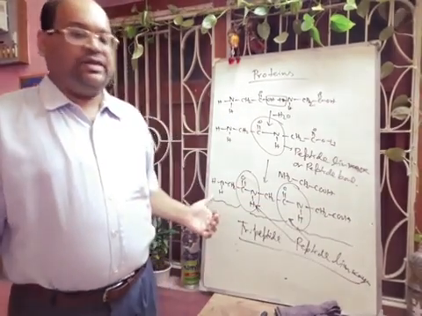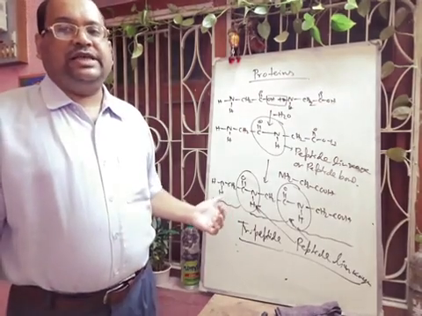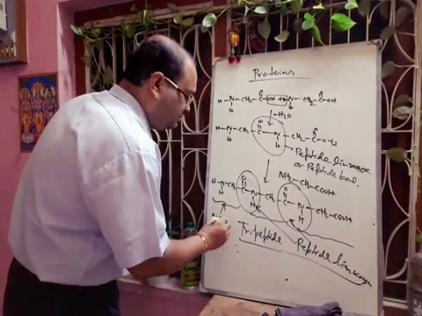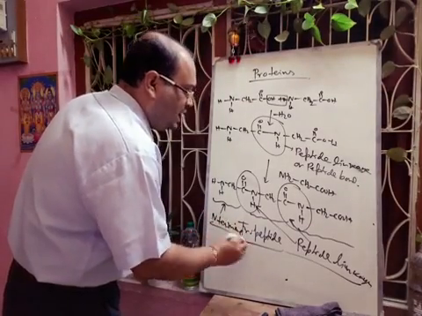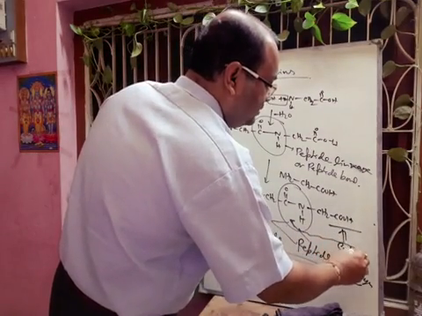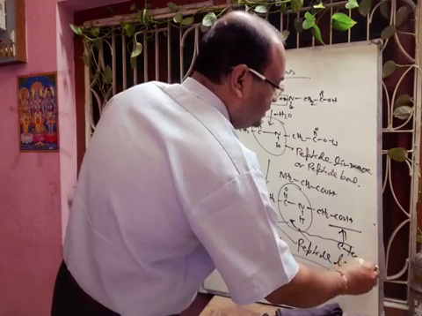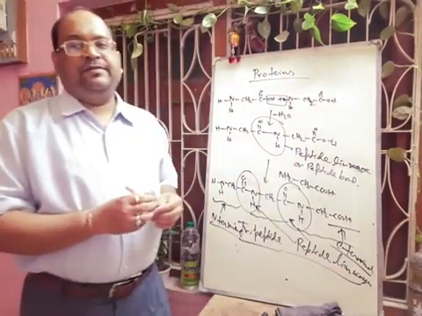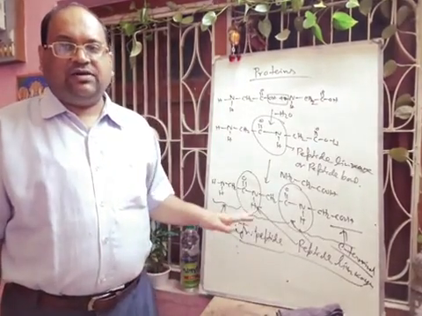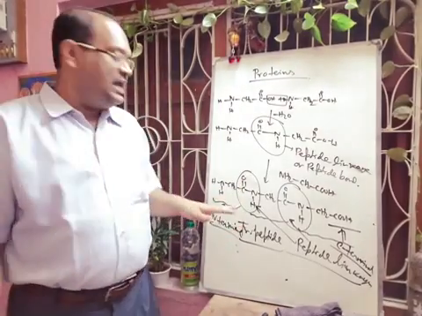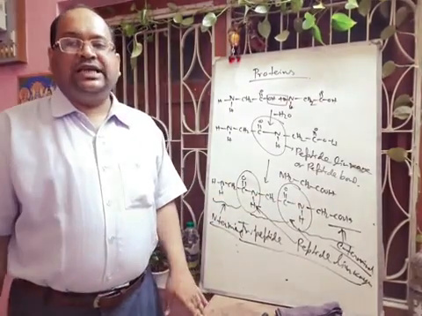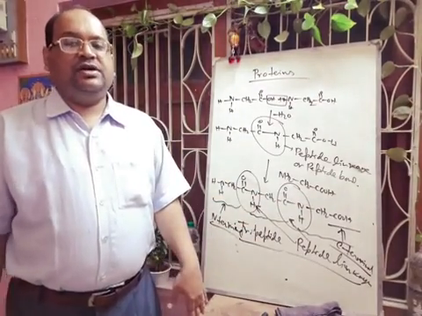The amine group end is called the N terminal. And this COOH group, this side, is called the C terminal of a polypeptide chain. The structure of a polypeptide chain is generally written with the N terminal at the left and the C terminal at the right side. That you have to remember.